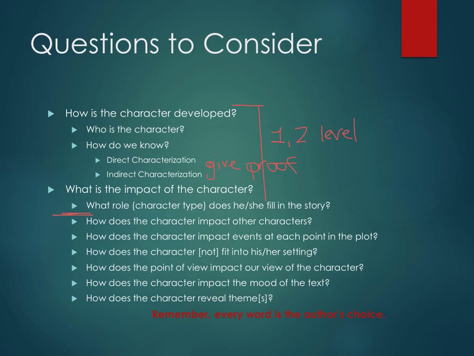How does the character fit into or not fit into his or her setting? How does the point of view impact our view of the character? In other words, and this will often be related to mood too, so you might combine these two. Based on what's happening and how the character portrays it, does that influence how we view the events and other characters? And then how does the character reveal the themes? So in other words, you'll need to know what the themes are, and then how does the character's actions and their dialogue and what they do show us what those themes are and what we should be taking away from the story.